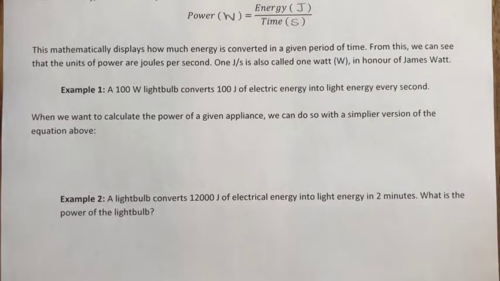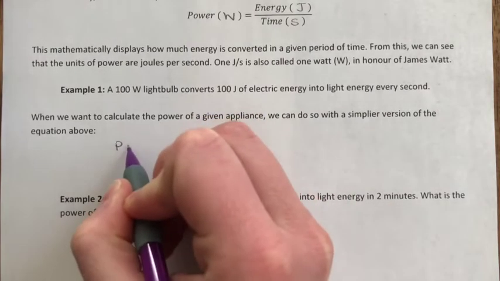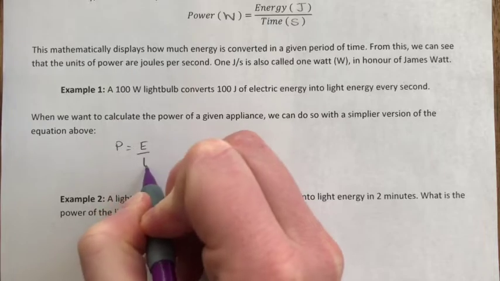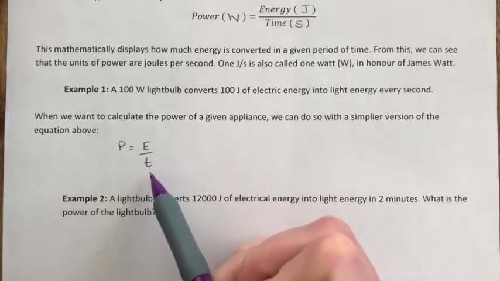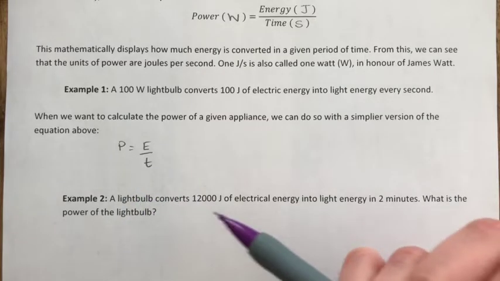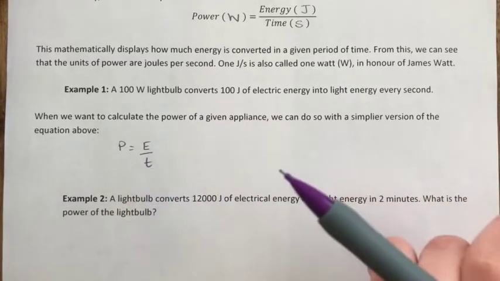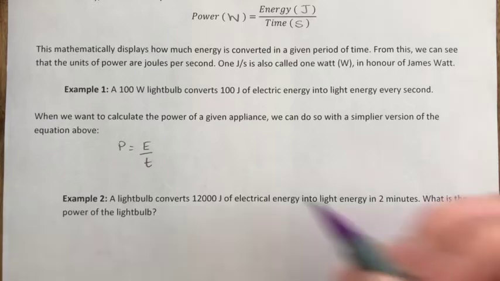If we have a 100 watt light bulb that converts 100 joules of electric energy into light every second. When we want to calculate the power of a given appliance, we can do that with a simpler version of the equation above. Power is equal to energy over time. So instead of writing out the words every time, I've just written P for power, E for energy, T for time. Notice capitals, lowercase, those need to be consistent.